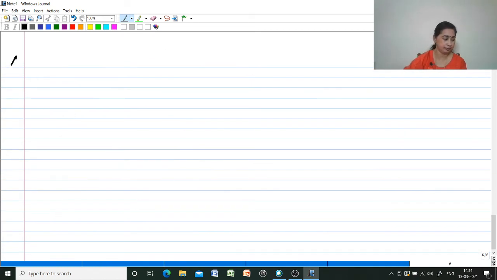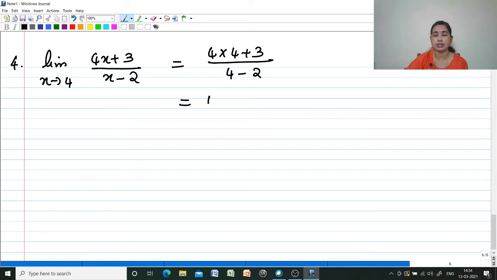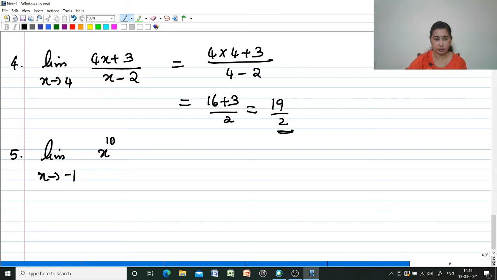Now fourth one, limit x tends to 4, 4x plus 3 divided by x minus 2. If I am giving the value 4 here, directly we can apply the value, that is 4 into 4 plus 3 divided by 4 minus 2, that is 16 plus 3 by 2, which is equal to 19 by 2. Direct putting the values.